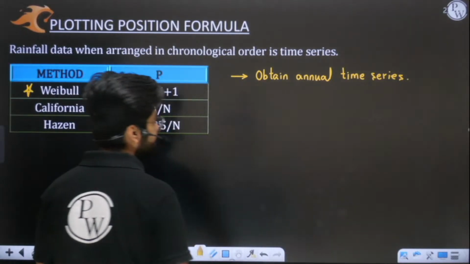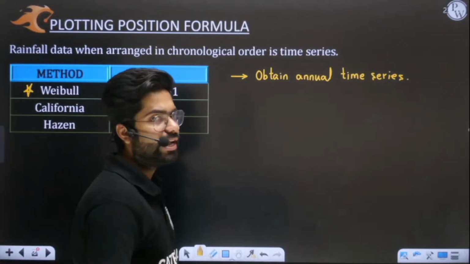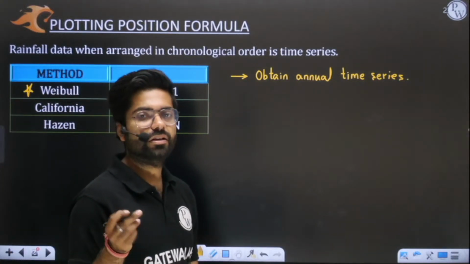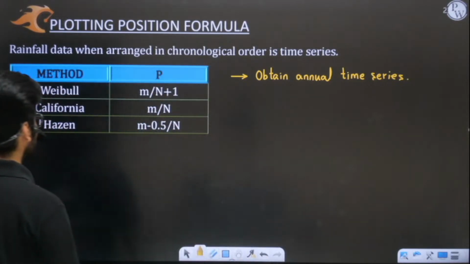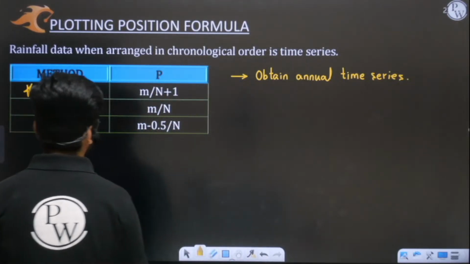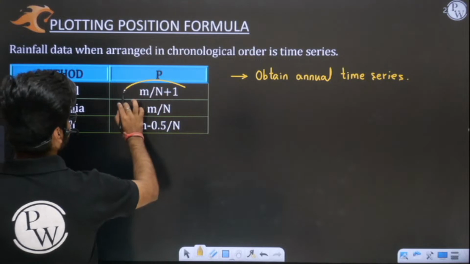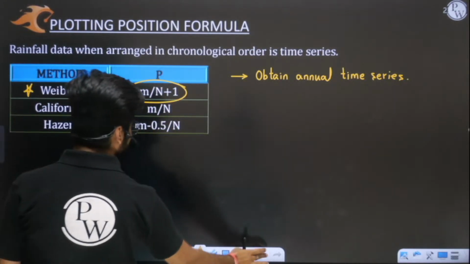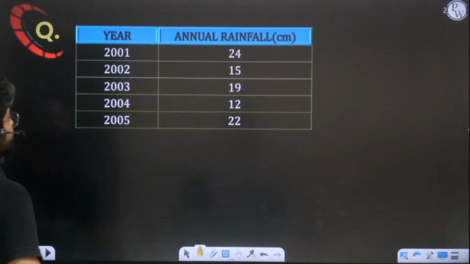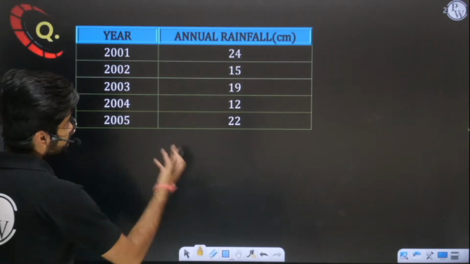Yes, I can tell you, but let me show you with the help of an example. If the example is clear to you, then I will write down the steps. With the help of that, everything will be clear to you. But first remember this formula. I will explain it to you with the help of an example. I have taken this annual time series.